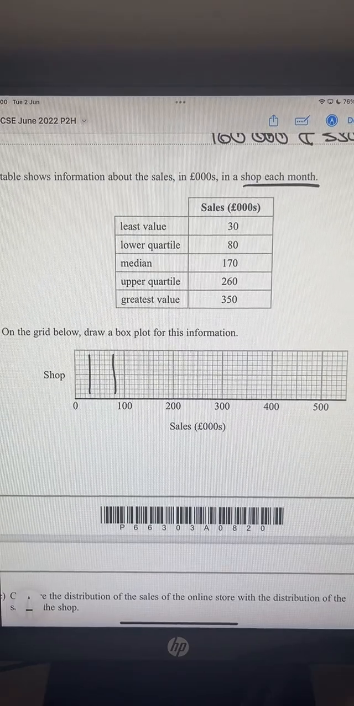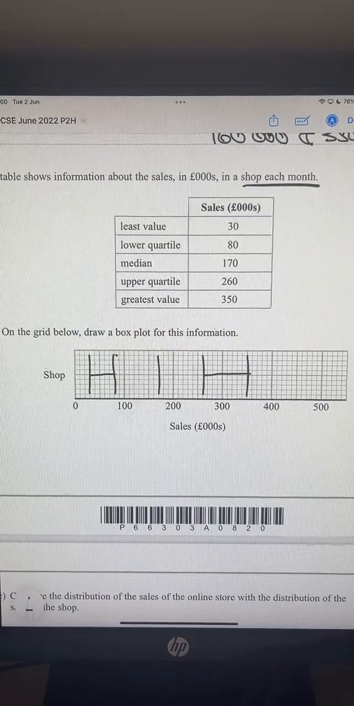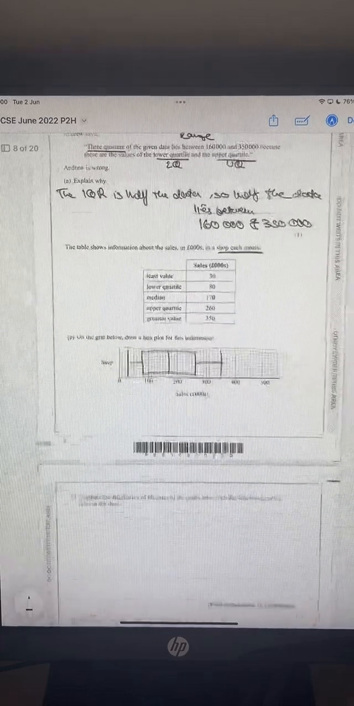Use a ruler, obviously. Then the median is 170, so then that's here. The upper quartile is 260, and then the greatest value is 350. And then I just do my lines going there, and then on the top, and then on the bottom. And there's my little box plot.